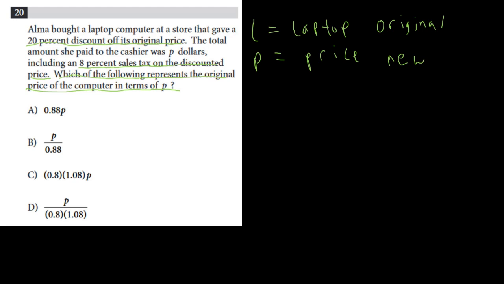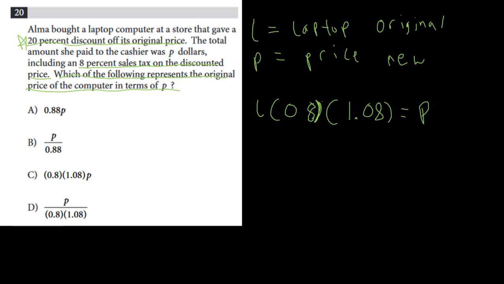To set this one up, we want to have the original first, the laptop original price. The first thing it says is that there's going to be a 20% discount, and to write the 20% discount, it's going to be 0.8, because it's 100% minus 20%, which is 80%, which becomes 0.8 on the calculator. It's going to be multiplied by the 8% sales tax, so it's going to look like 1.08, and it equals the price of the new one.